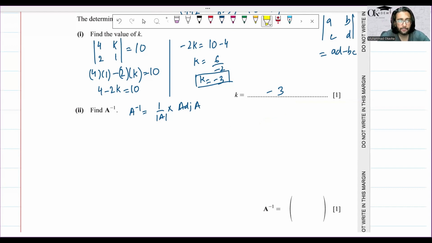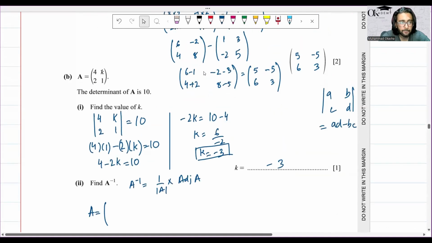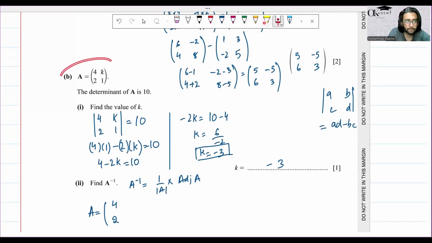We know the determinant of A. All we have to do is find out the adjoint of A. So what's the matrix A first of all? We know the value of K is -3. So I'll write the matrix A first. Matrix A was actually 4, K, 2, 1. I'm borrowing this matrix from here. In place of K, I'm going to put -3 because we just worked out the value of K.